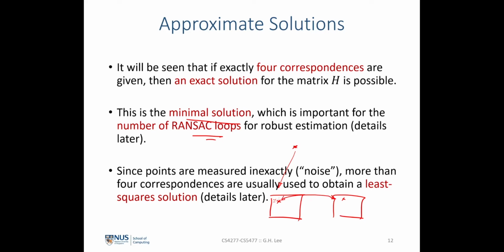And under this kind of situation, we'll see that we'll use the least squares estimates, or the least squares solution, to minimize the noise in our measurements.